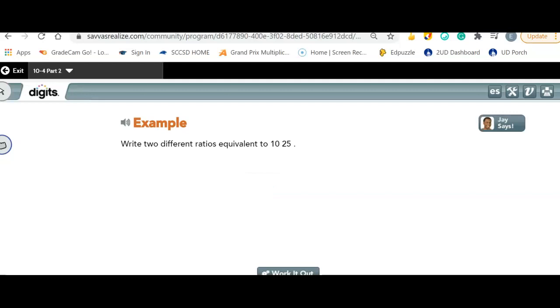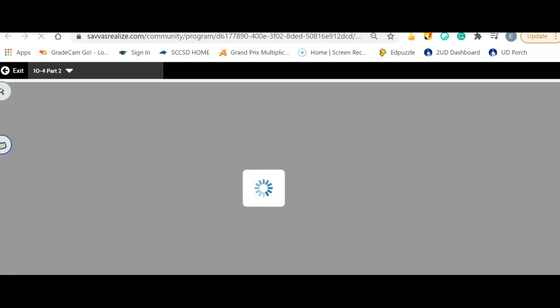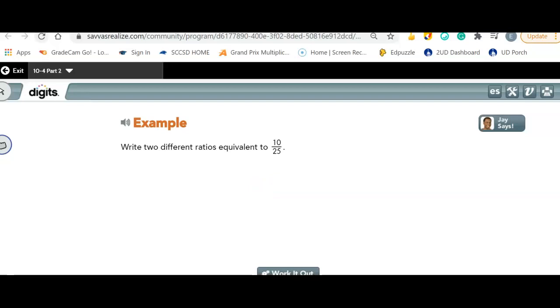Okay, see if you can write two equivalent ratios to 10/25. You may talk with your partner, come up with two equivalent ratios. You write it in the spaces provided.